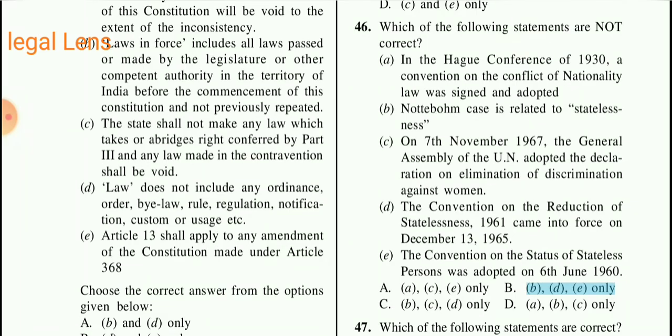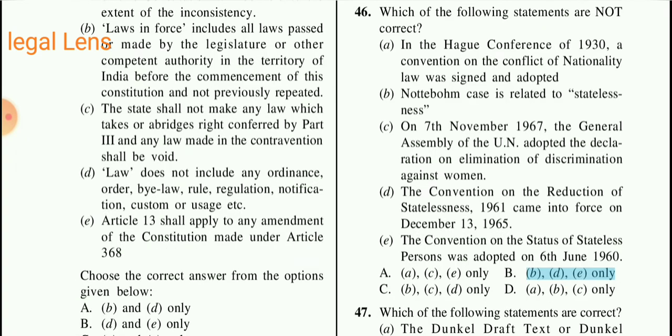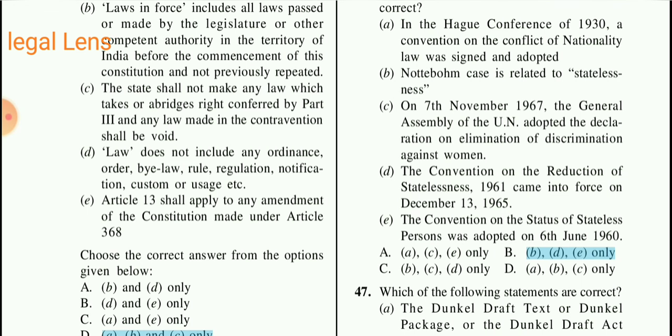Now the next one is to find what is not correct. So that is, the Bomb case is related to statelessness, wrong. Then the Convention on the Reduction of Statelessness 1961 came on 13th of December 1965, wrong. The Convention on the Status of Stateless Persons was adopted on 6th of June 1960, is also wrong.